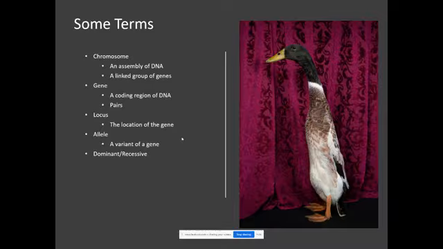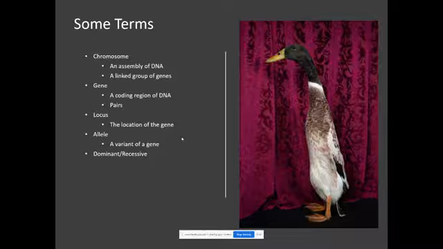The other aspect that we talk about is an allele, and an allele is a variant of a gene. So if we think about the blue gene, that's one variant. The other variant is not blue. So we can talk about that.